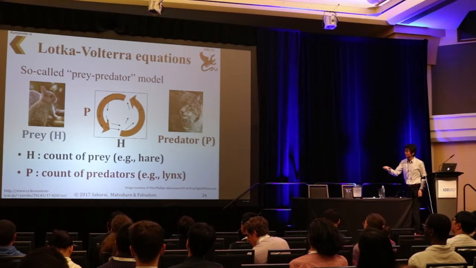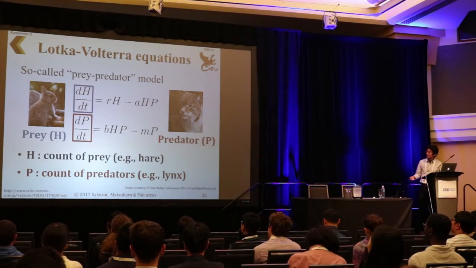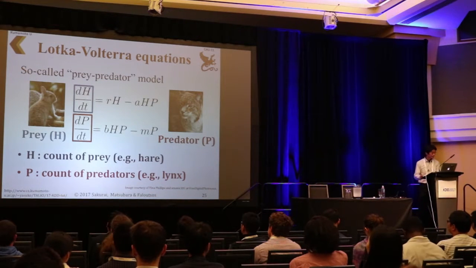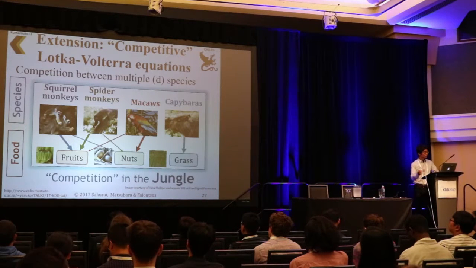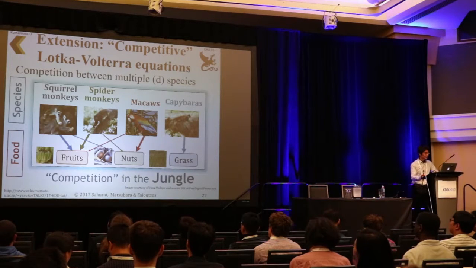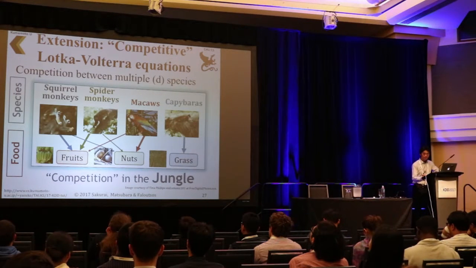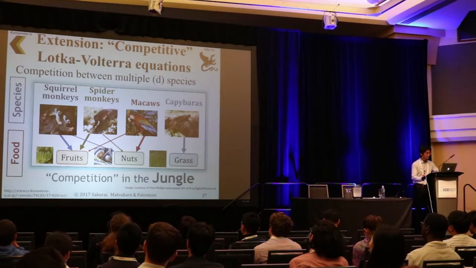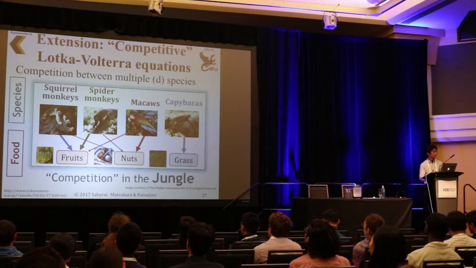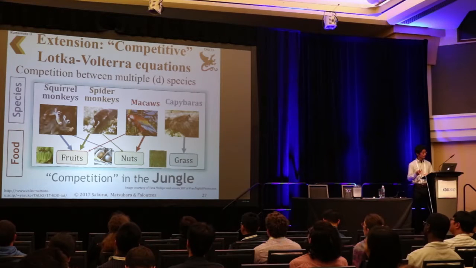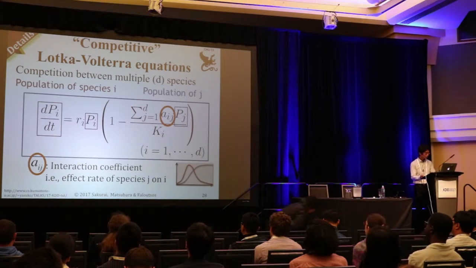H shows the count of prey, and P shows the count of predators. This phenomenon is also described with these equations. This is an example of Lotka-Volterra. Now consider the jungle. There are squirrel monkeys and spider monkeys. They share the food, they share the fruit. And the capybara, in this case, doesn't share the food resources. So spider monkeys and squirrel monkeys have competition to get the fruit. The Lotka-Volterra equation shows a competition between multiple species, like this.